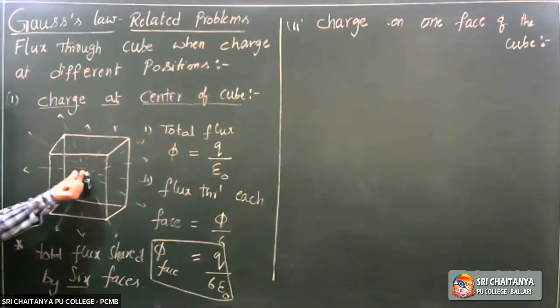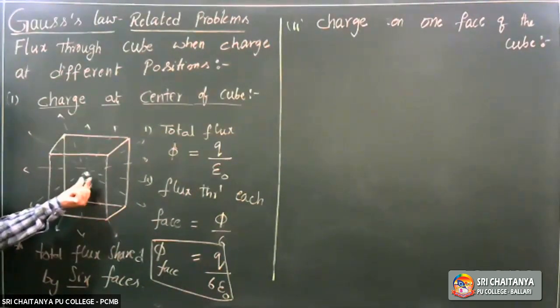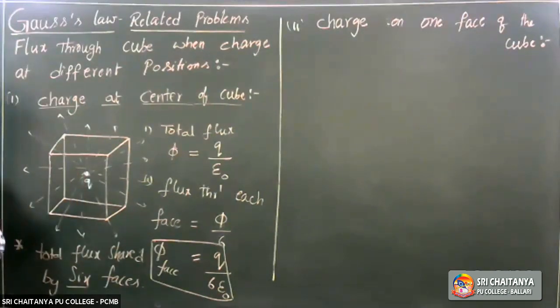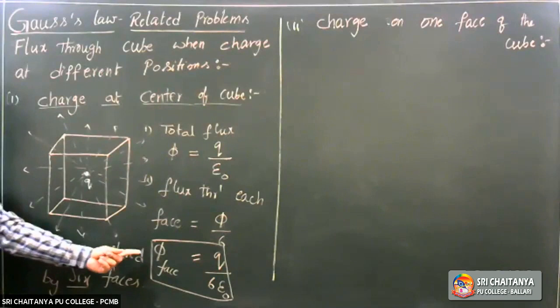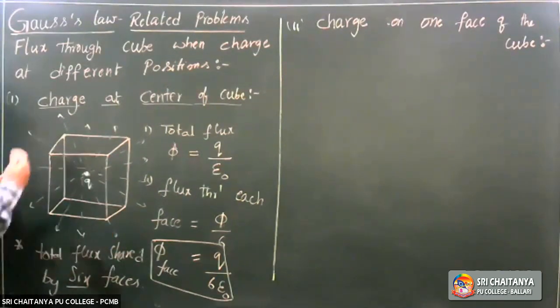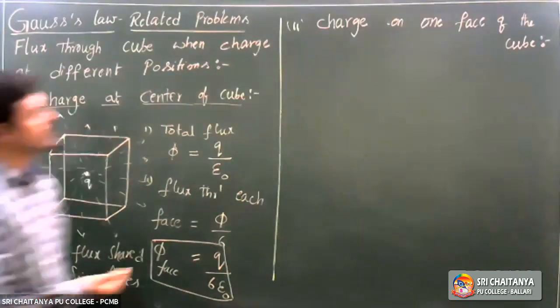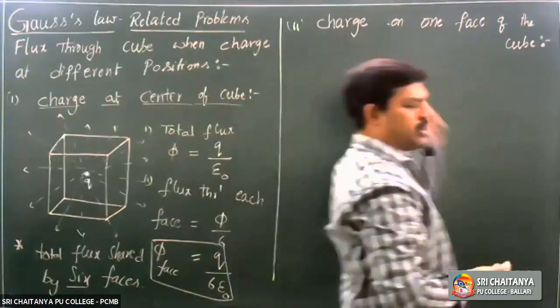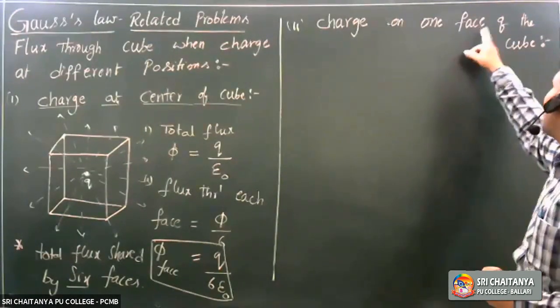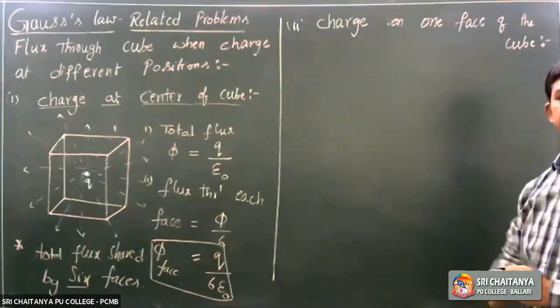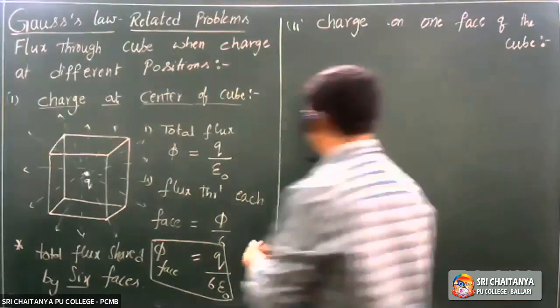So this is one position. For every position, there are 2 possible questions. One is, what is the total flux? The other is, what is the flux through each face through which that flux is passing? See this second position: charge on one face of the cube. Observe carefully.